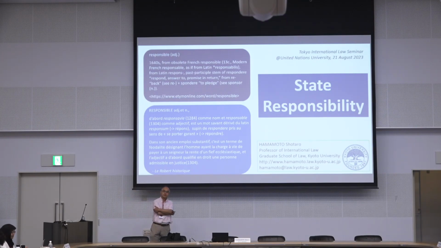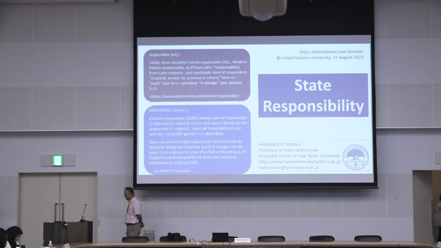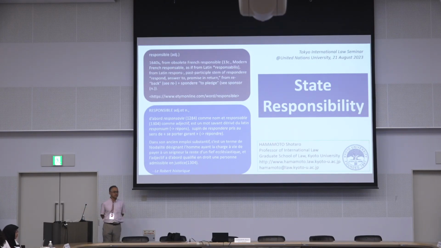I would like to welcome our next distinguished speaker, Professor Hamamoto Shotaro. He's a professor at Kyoto University, and he was counsel and advocate for the Japanese government in Whaling in the Antarctic at the ICJ, as well as in the Hoshinmaru and Tomimaru cases. He has also written extensively in various fields of international law, including arbitration and trade. Today, he will discuss what are called primary and secondary norms of the Articles on State Responsibility. Please join me in welcoming Professor Hamamoto as he takes the floor.